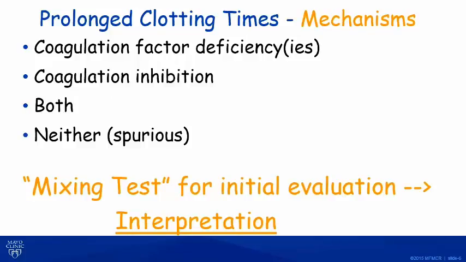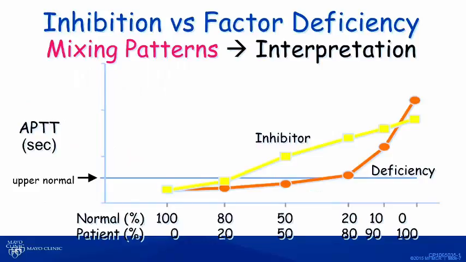The typical approach in the laboratory to an unexplained prolonged clotting time, PT-PTT, is to do a mixing test and interpret it as the starting point for whether more evaluation is needed. Here's an example of two patients, the orange patient and the yellow patient, who have prolonged APTT. One is a factor deficiency and one is an inhibitor, such as a lupus anticoagulant. The 50-50 mix in the middle shows that the deficiency corrects because you're making all plasma factors at least 50% of normal, whereas by definition the inhibitor does not correct.